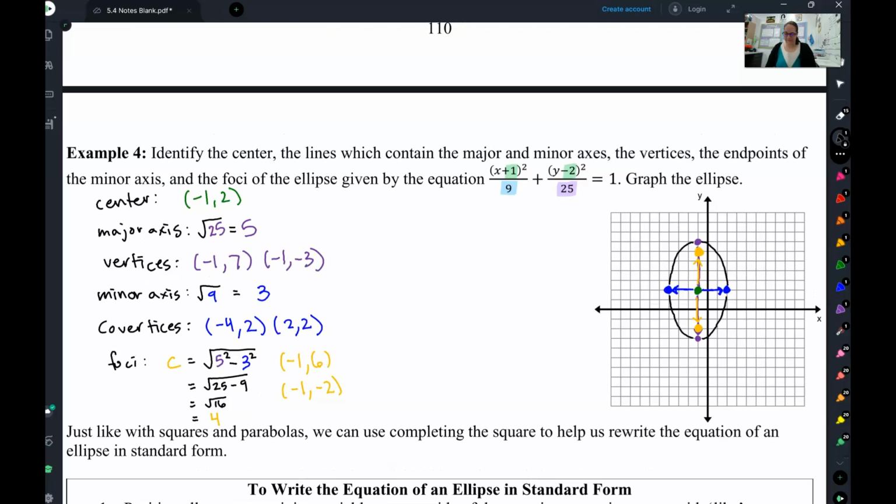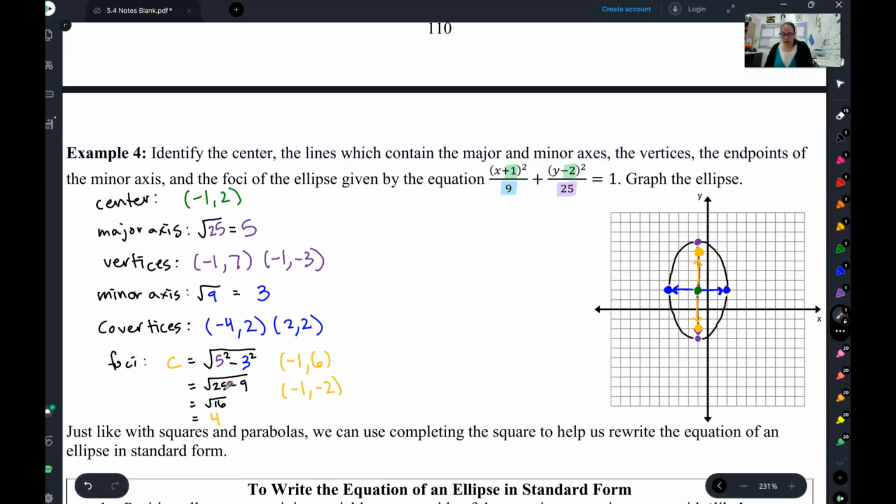Let's check your answers. So the first thing I have is my center. Switch the signs to get it at -1, 2, so I graphed it right there. Major axis is the bigger number, so I took its square root to get 5 long. Now that is paired with the y, so I know it's 5 up and down. So I went 5 up, 5 down, and I got my vertices right there at -1, 7 and -1, -3. Minor axis is the small one, so the square root of 9 gives me 3, and I know that's paired with the x, so it's 3 side to side, which gave me my co-vertices at -4, 2 and 2, 2.